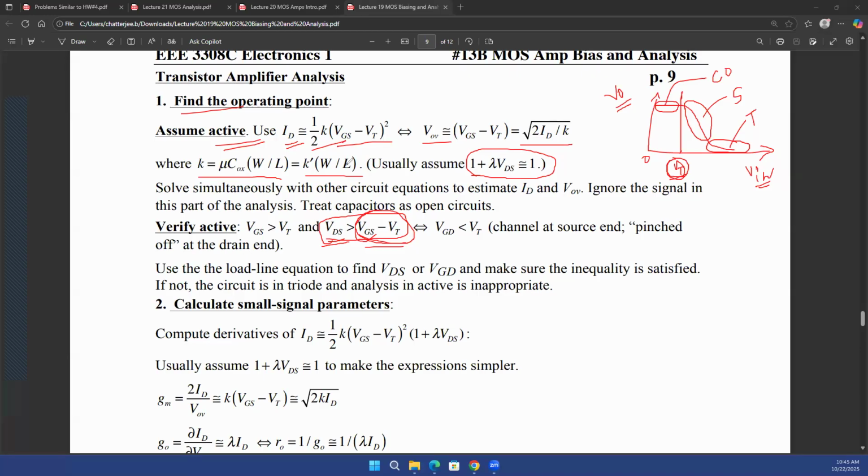All right. And then you'll solve all the equations and then verify that your VGS is greater than VT and VDS is greater than V overdrive. And indeed, if these two conditions hold true, then you are in the active region. And if you are in the active region, you can expect gain out of the transistor. So that's all about DC analysis.